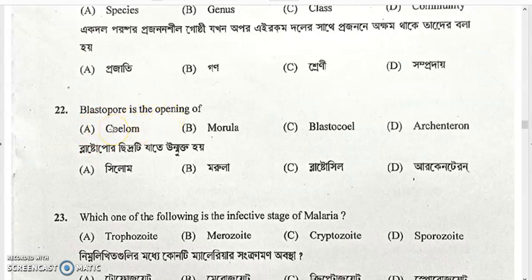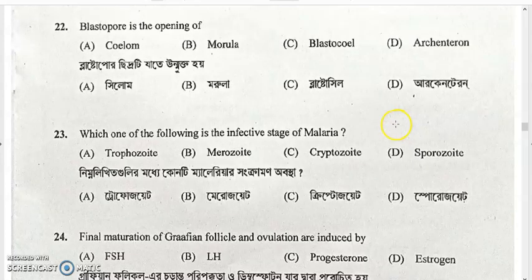Blastopore is the opening of what? Option A, xylem. Option B, morula. Option C, blastocoel. Option D, archenteron. Blastopore is the opening of the archenteron. So the answer will be option D.